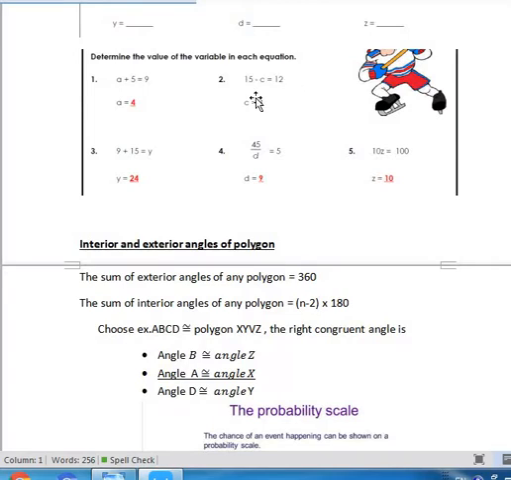Okay, and here I have what? The 12 will go to the other side. So 15 minus 12, and we have c alone. 15 minus 12 equals 3. Okay, now we are getting the value of the variable in each equation.